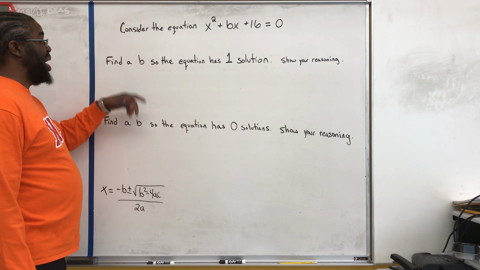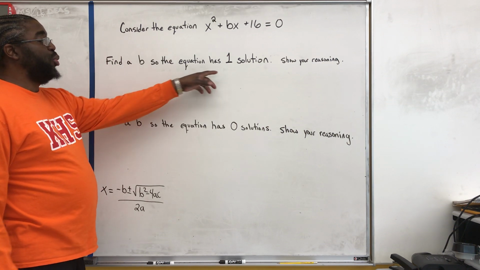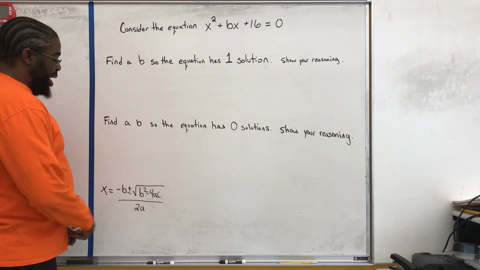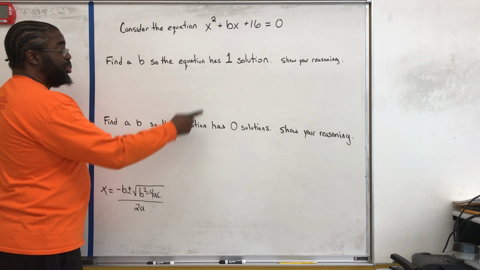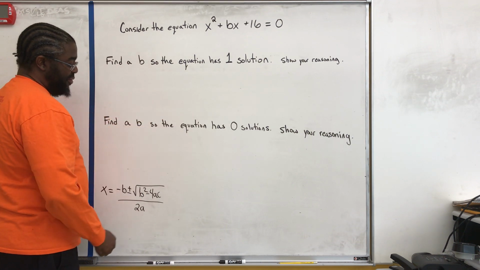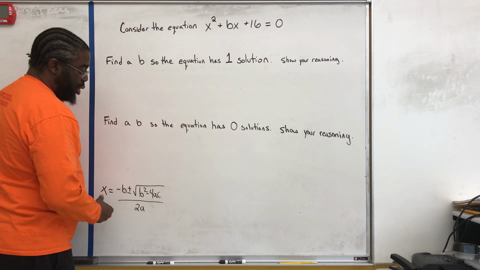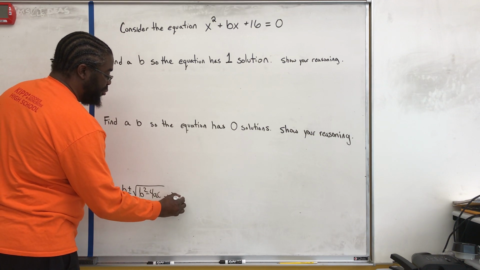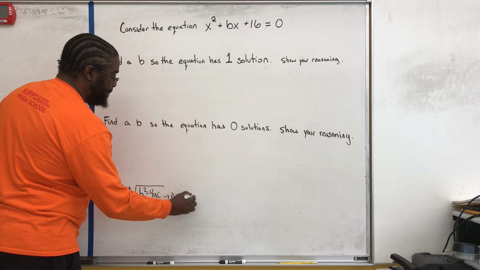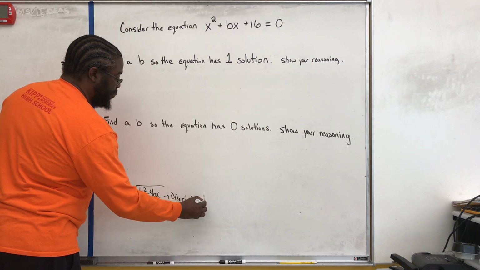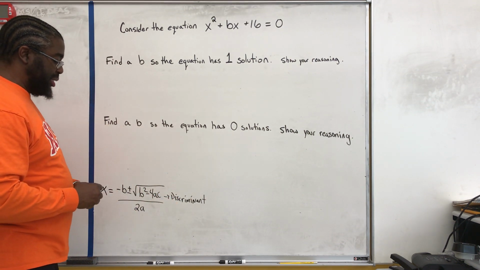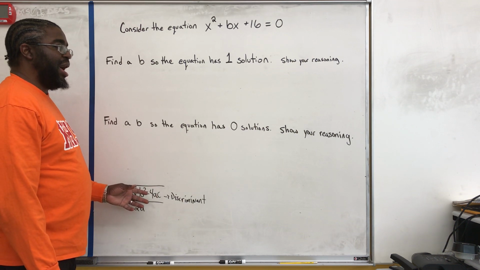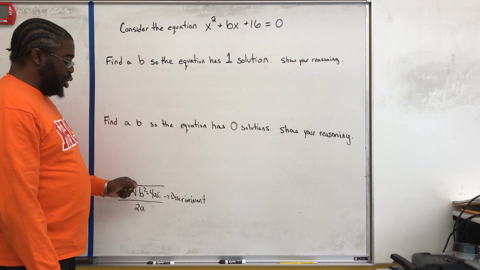What I'm trying to do is find a b that makes it so that I have only one solution, or a b that I have 0 solutions. And in the quadratic formula, the part that lets me know how many solutions I'm going to have is this part under the radical. This part under the radical we call the discriminant. Because it separates how many solutions I possibly can have in this problem. So let's talk about it.